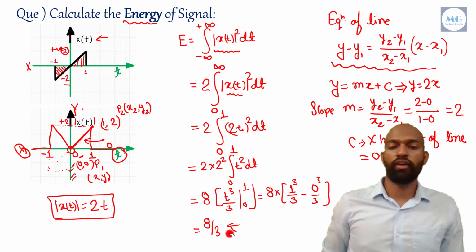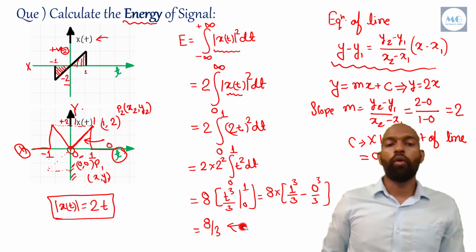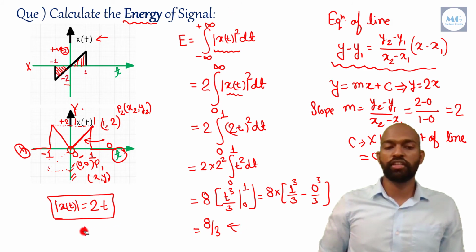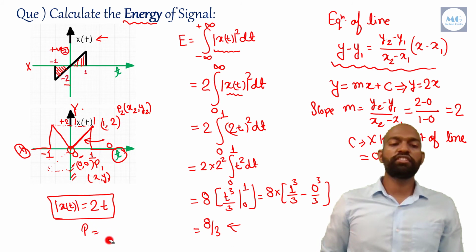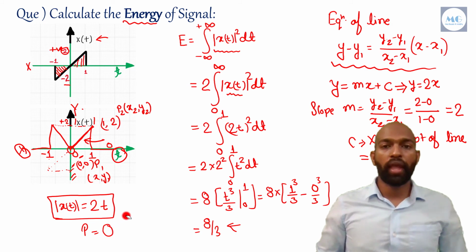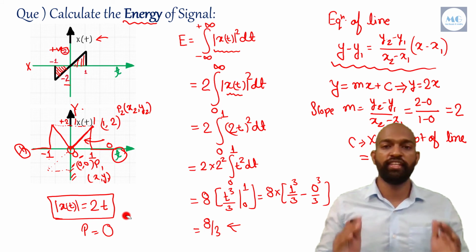So this is our answer. The energy of this signal is 8 by 3 units. And what will be the power of this signal? The power of this signal will be 0, as the power of every energy signal is 0.